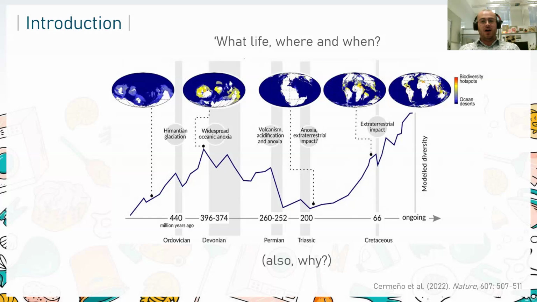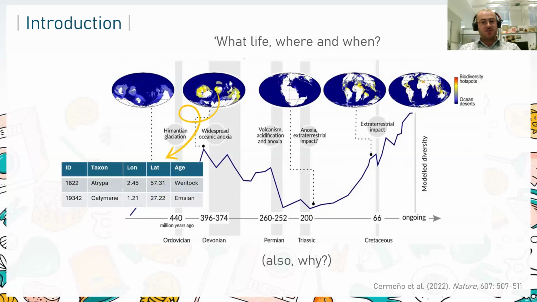Because if we can get a handle on these basic sorts of patterns, we can start to ask more interesting questions like, why are these patterns changing? What might be driving them? And so to get at these sorts of questions, we need to have data on where and when life is living. So the data focus of this talk today will be on fossil occurrence data.